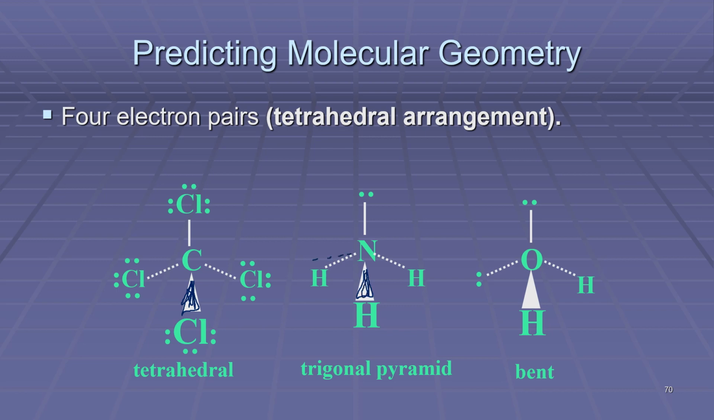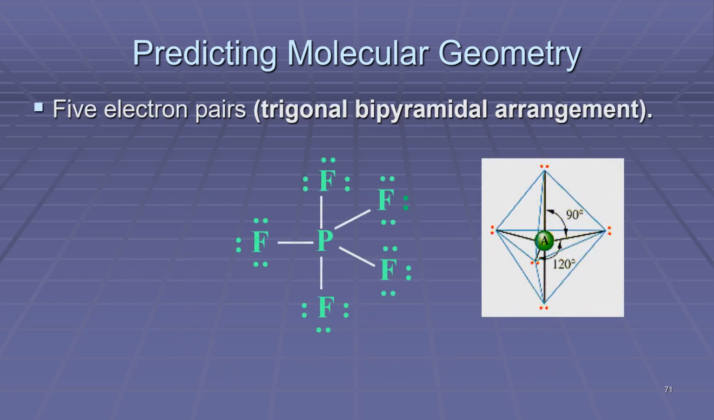Dashes means it's going away from you. And so that's kind of going away from you and coming at you. Let's look at a different example.